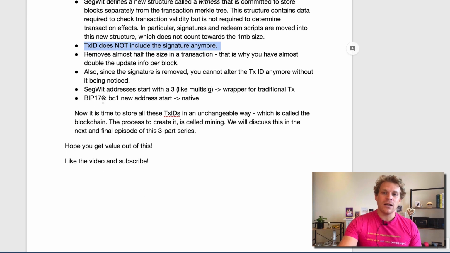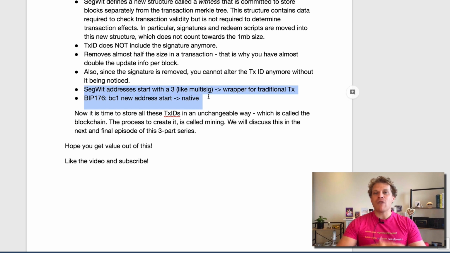Now, this is also important. You can have a wrapper to traditional transactions, and then you have those famous Bitcoin SegWit addresses that start with a 3, similar to multisig addresses. There is a new Bitcoin improvement proposal called 176. These addresses that now start with BC1, that's kind of their new style, and that's kind of native. That's going to take a little bit for it to work.